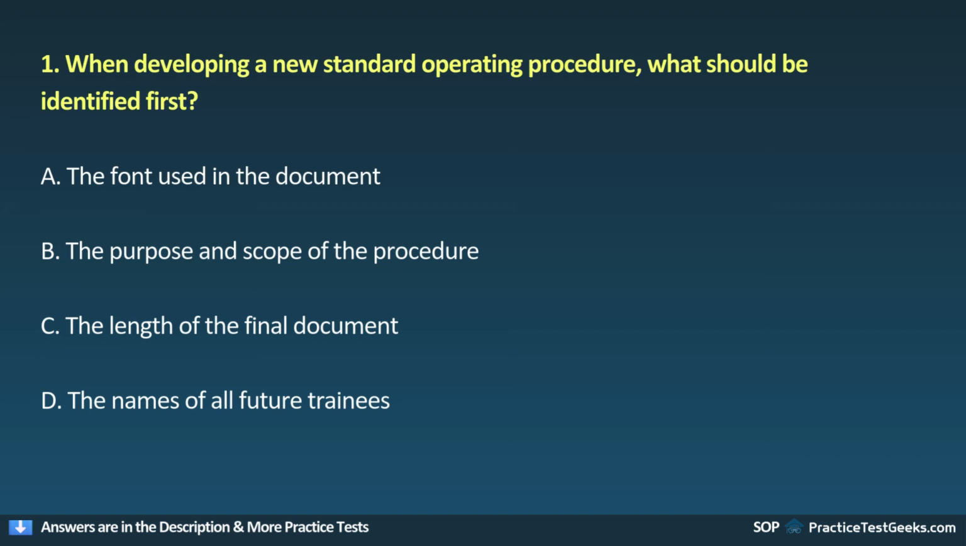1. When developing a new standard operating procedure, what should be identified first? A. The font used in the document. B. The purpose and scope of the procedure. C. The length of the final document. D. The names of all future trainees.